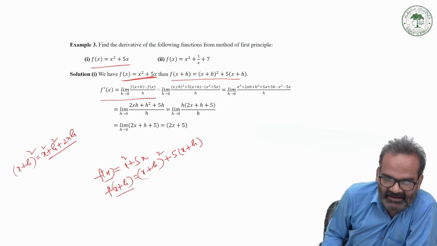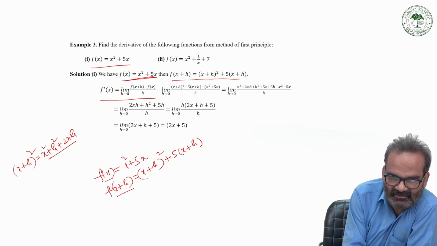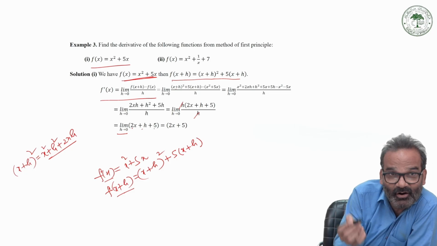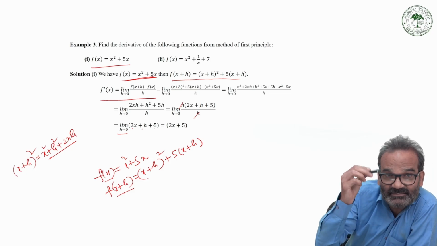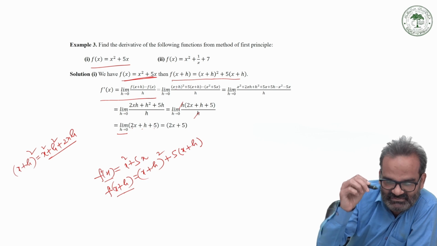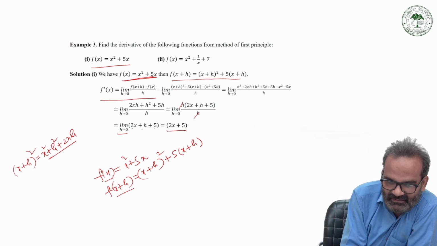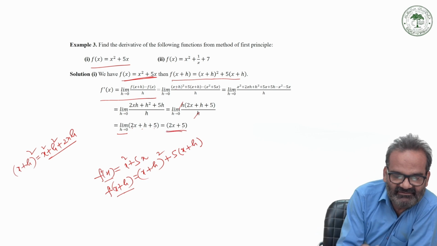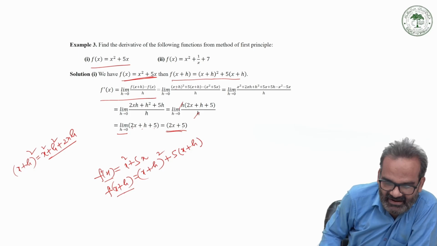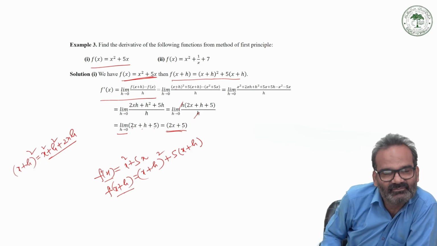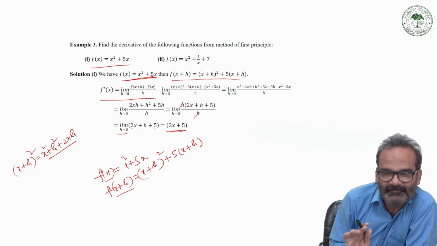Now we can take h common from here. What is left? 2x plus h plus 5. H and h will be cancelled out. What is left? Limit h tends to 0, 2x plus h plus 5. Now use the method of direct substitution. If you remember, it means put h equal to 0. So what is left? 2x plus 5. So the derivative of x square plus 5x is 2x plus 5 by the method of first principle.